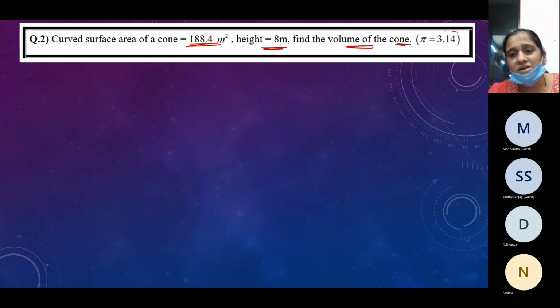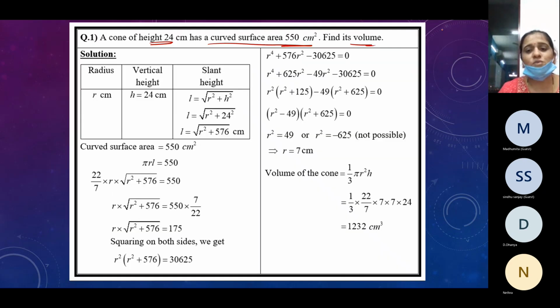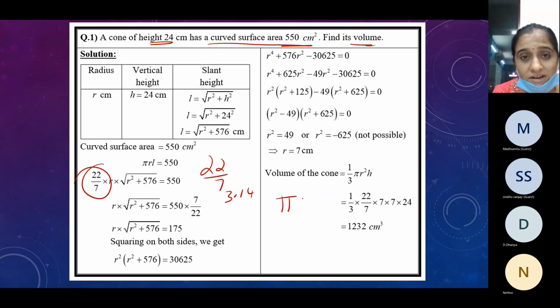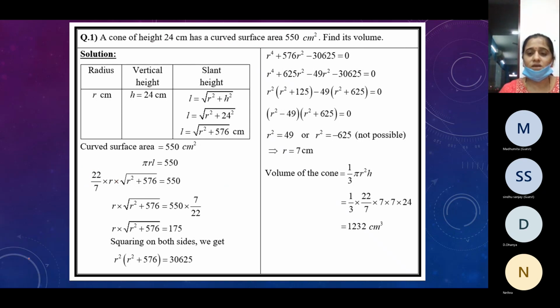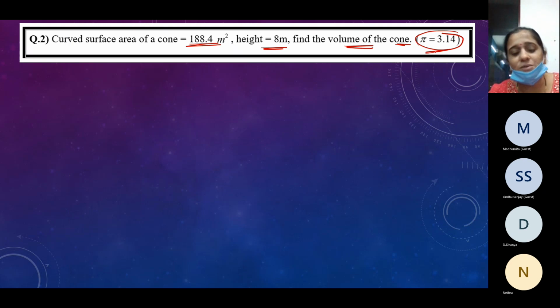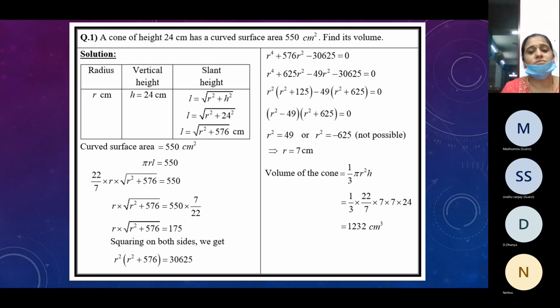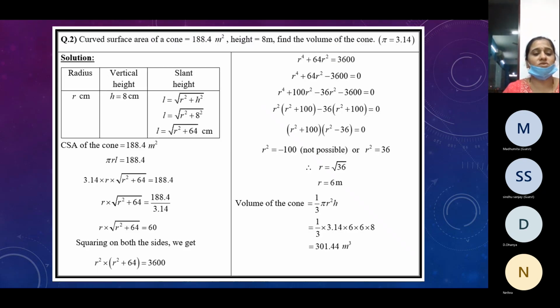It's a cone only. But here pi is 3.14. Here nothing was given, so you should take 22 by 7. If the value of pi is not given, you must take 22 by 7. You cannot take 3.14 by yourself. So here it's given explicitly as 3.14, then take 3.14. The working is similar to the first one, children, except that pi is 3.14. So see here, exactly like the earlier one.